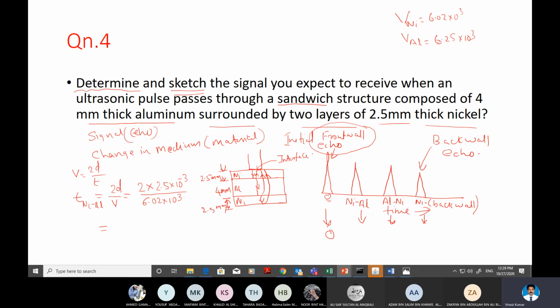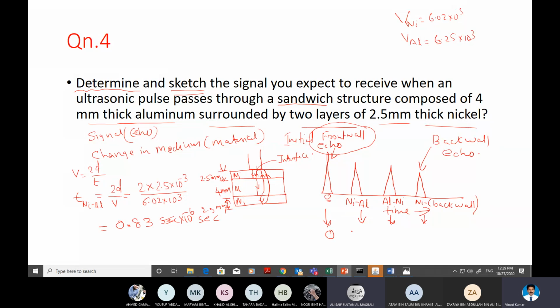How much is the time from the nickel aluminum interface? 0.83 seconds, right? Yes, so this is the value. Times something must be there, right? Yes, Doctor, 10 to the power minus 6 seconds. Okay, now the equation, the answer is complete. It is 0.83 times 10 to the power minus 6.